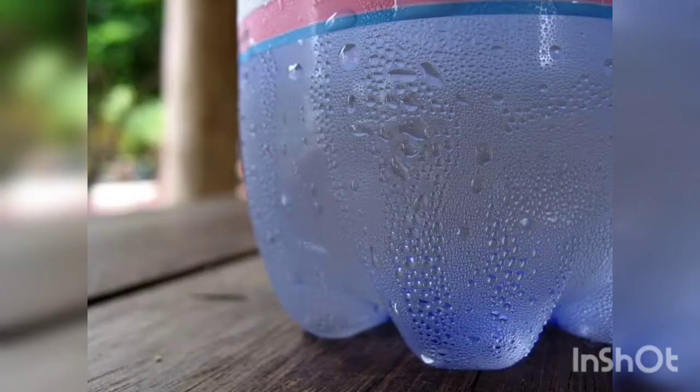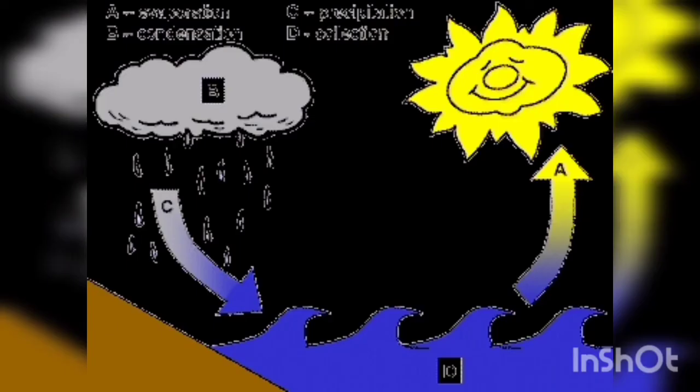Now, moving to the next important element, that is condensation. What is condensation? It is the process in which the gaseous form of water changes into liquid form. Condensation generally occurs in the atmosphere when warm air rises, cools and loses its capacity to hold water vapor. As a result, the excess water vapor condenses to form cloud droplets. So, condensation is responsible for the formation of clouds, or we can say it is the reverse process of evaporation.